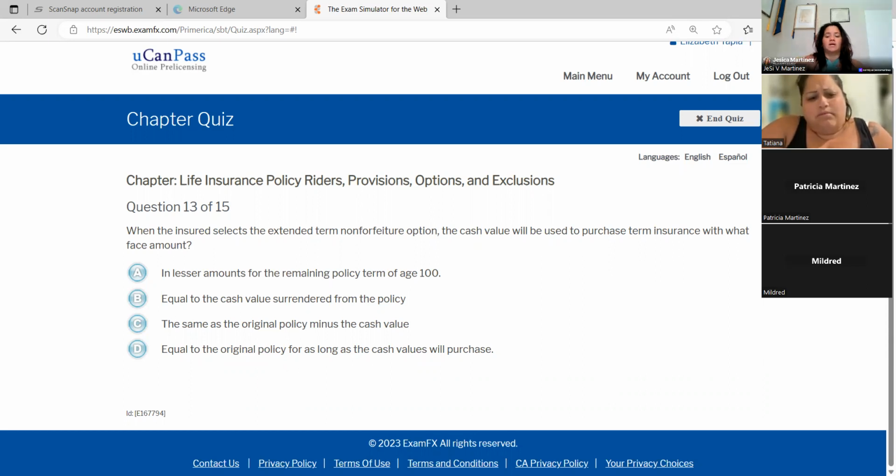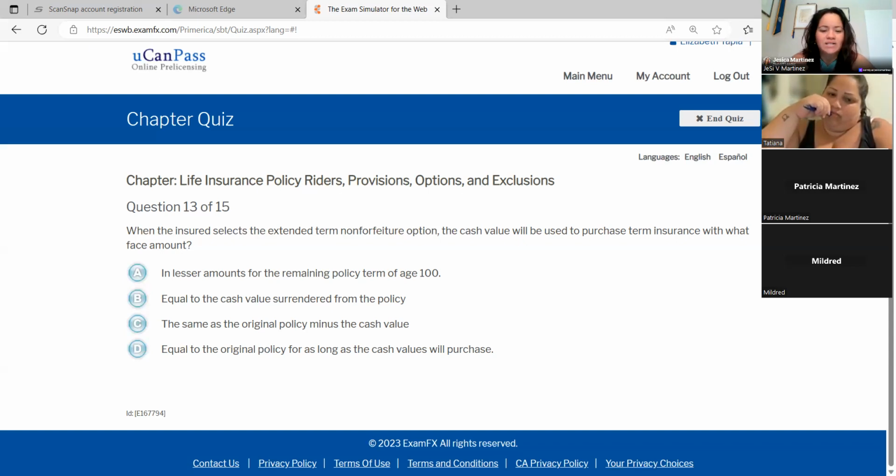So D, equal to the original policy for as long as the cash value will purchase. That's an option. You guys want to try that? What do you think? So we know it's not A, policy term of age 100. There is no term insurance like that. It says remaining policy term. B, equal to cash value surrendered from the policy. I would feel 100% more confident if it said something like reduced face value.